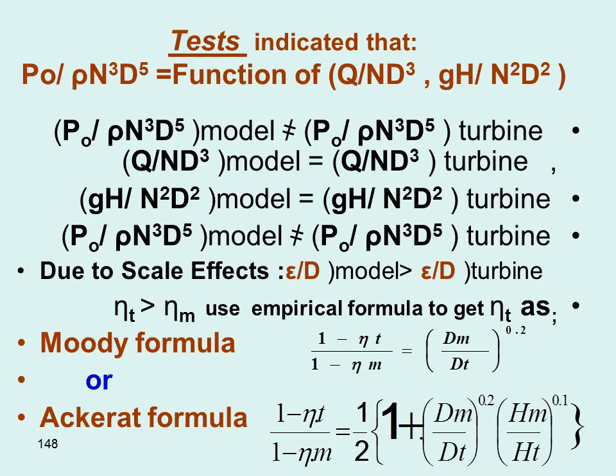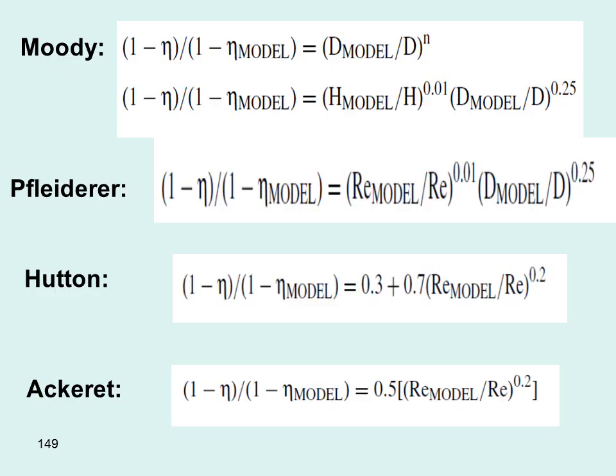Also, we have the Ackeret formula, which combines the turbine efficiency with the model efficiency and the ratio of model diameter to turbine diameter and head of model to head of turbine. We have several here.